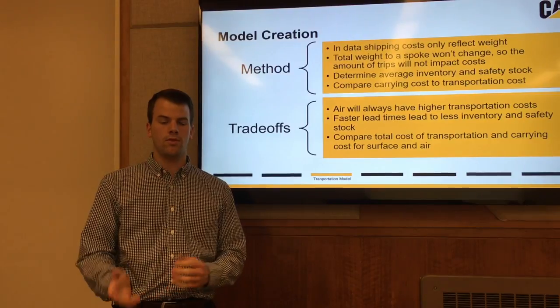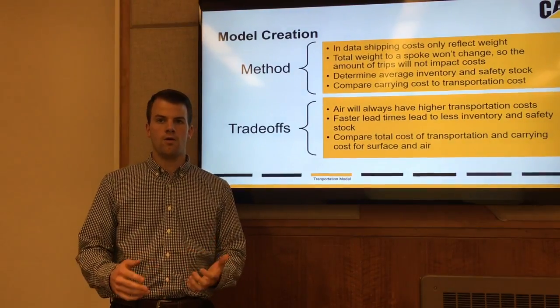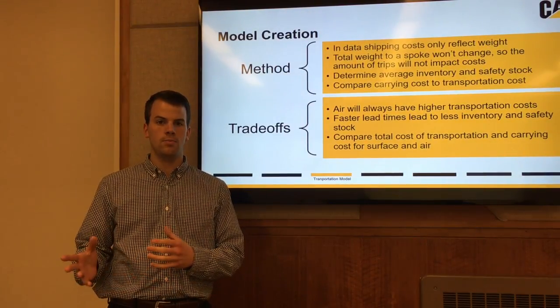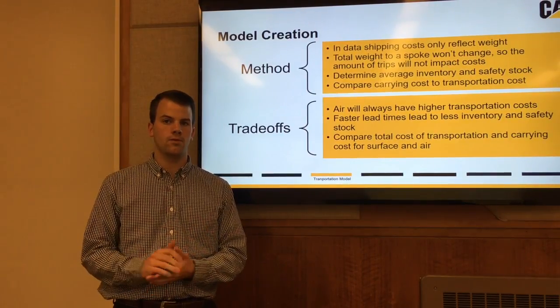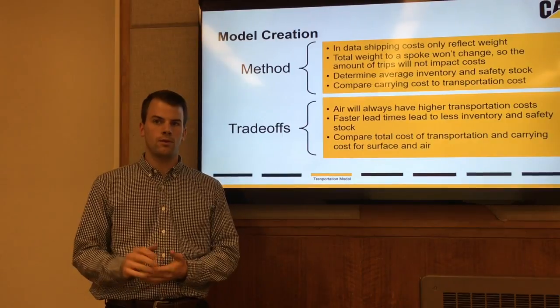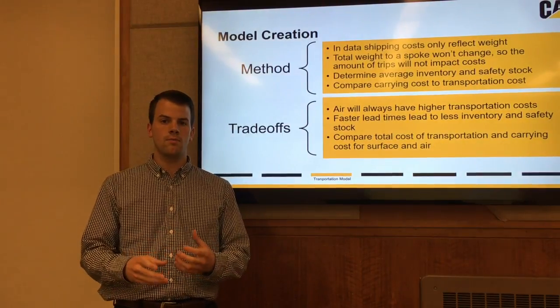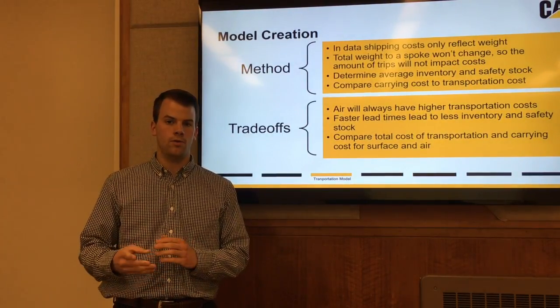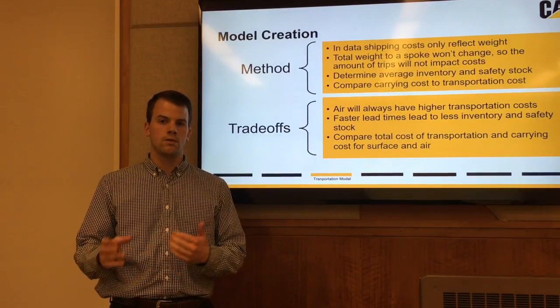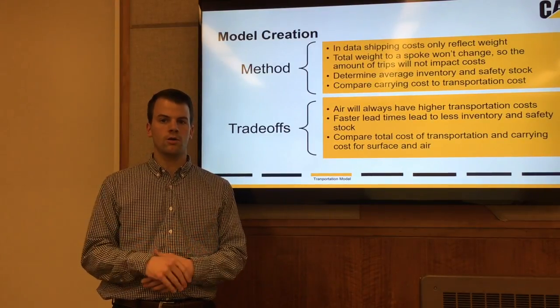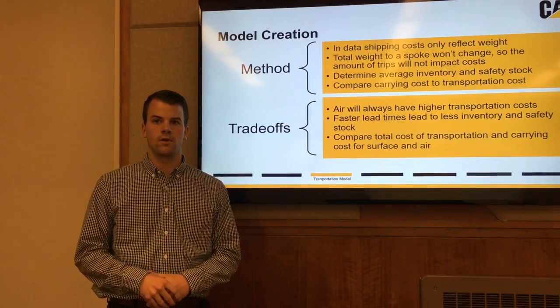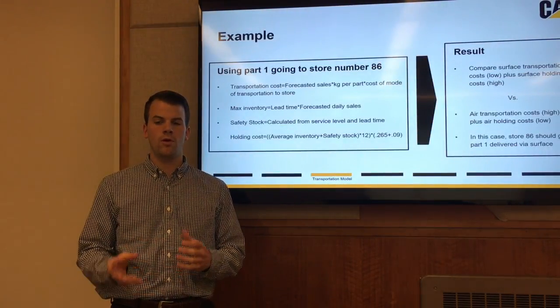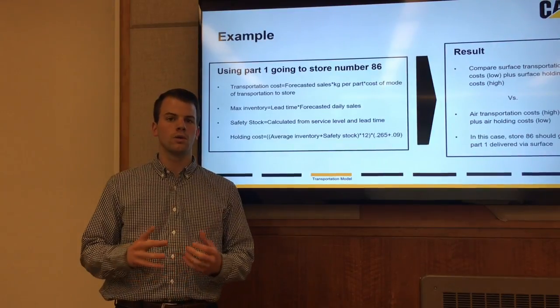So what we did was we looked at the lead time for surface and air, and we determined how much inventory we'd have to keep based off the lead times and how much safety stock we'd have to keep based off service levels. And then we wanted to compare the carrying costs, which will obviously be higher for surface because we'll be holding more inventory, versus air, which can get there quicker, to the transportation cost, which is obviously higher for air versus surface. Once we compare those two, we'll make a final decision on which is the total cheaper method.